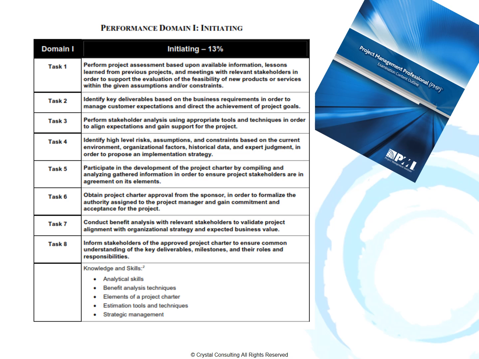So for example, with task 4, a competent project management practitioner should be able to identify high-level risks, assumptions, and constraints based on the current environment, organisational factors, historical data, and expert judgment in order to propose an implementation strategy. So the competence is defined, and then what you'd be able to do is go and look at the practitioner: do they have any competence in this area? Do they have moderate, or are they proficient in this competence? And that way you can define the knowledge competence, and then measure it.